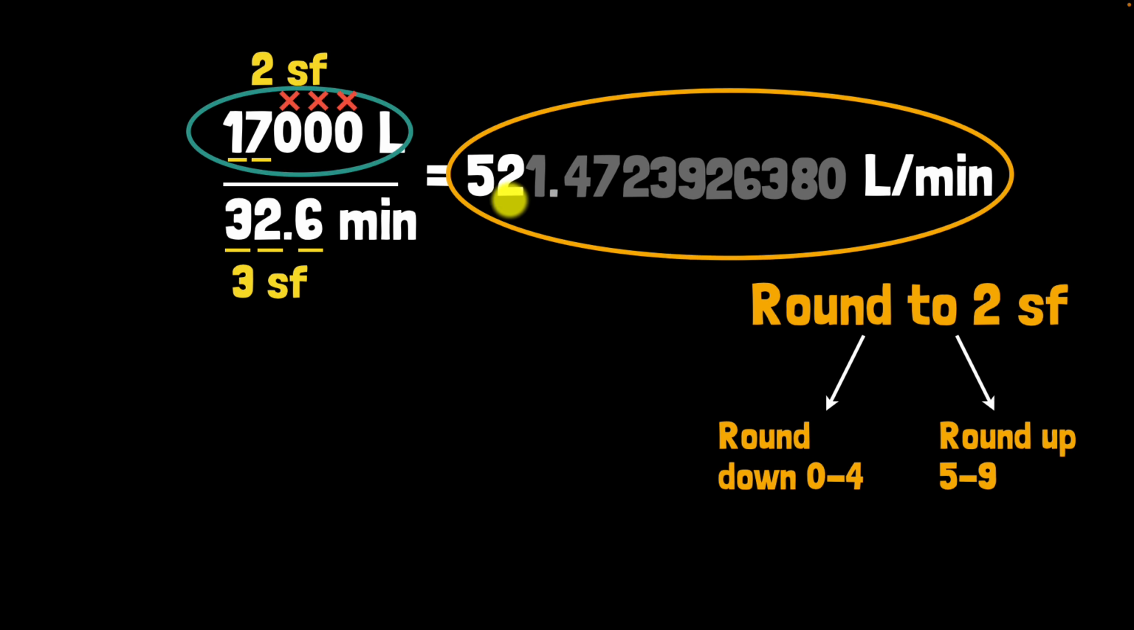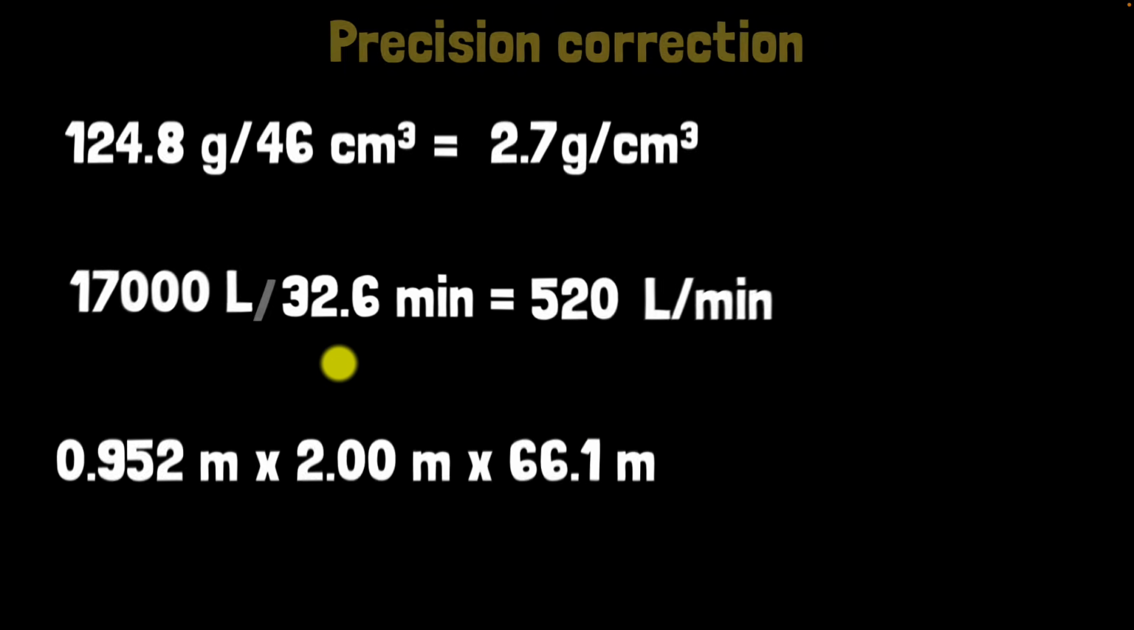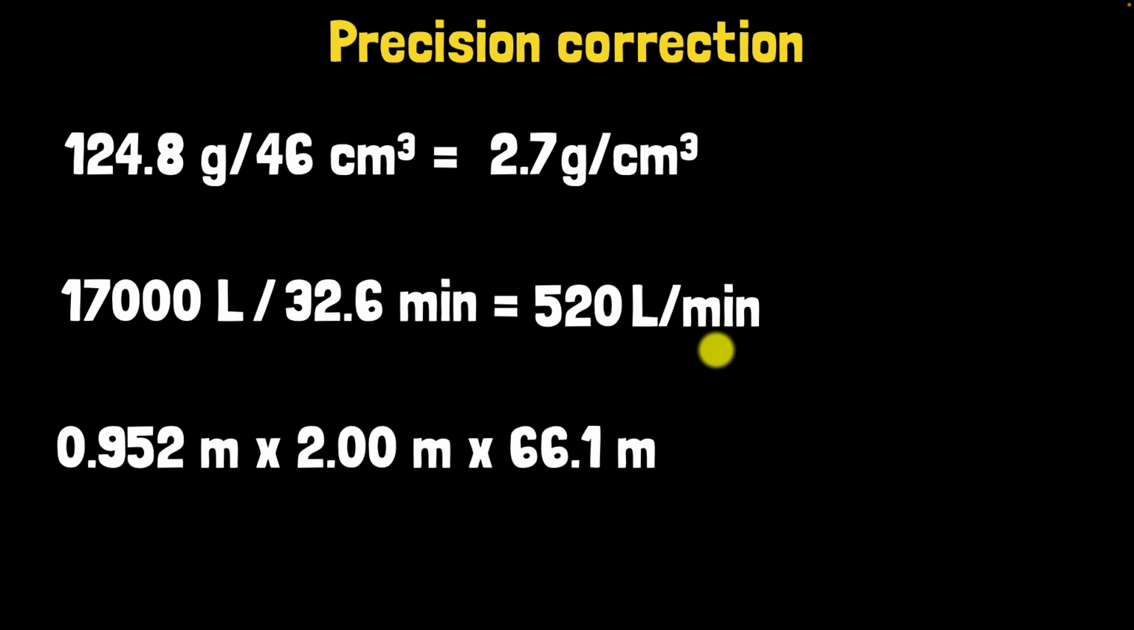So you get 52. Is the answer 52? No, it's not, because the original measurement was 521 point something. It doesn't round down to 52. You have to put a 0 over here and of course get rid of the decimals. So the answer is 520 liters per minute. Okay, on to the last one.